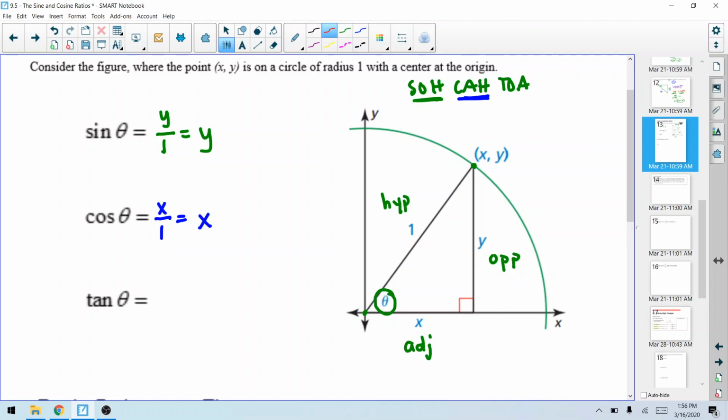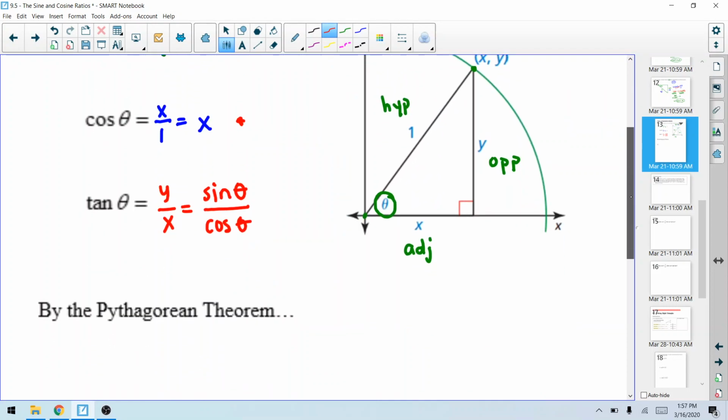Tangent of theta, TOA, O over A. So opposite over adjacent, y over x. Now, for the time being, that's really all I want you to know. But if we want to go back and reference just a little bit, y over x. Well, y, didn't we say y up here was really the sine of theta? So, sine of theta over x. Well, didn't we say right here x is the cosine of theta? Cosine of theta. Another way of writing your tangent.